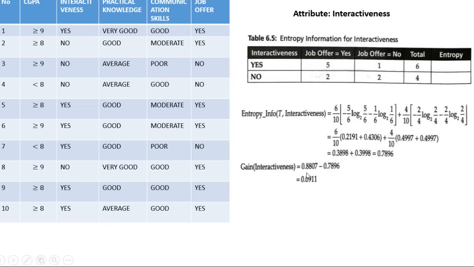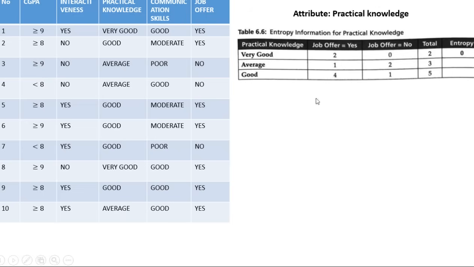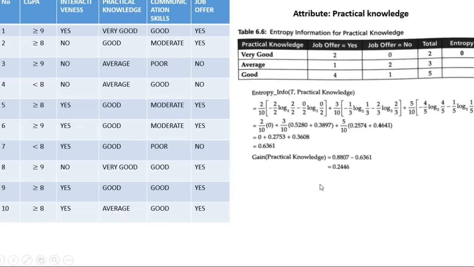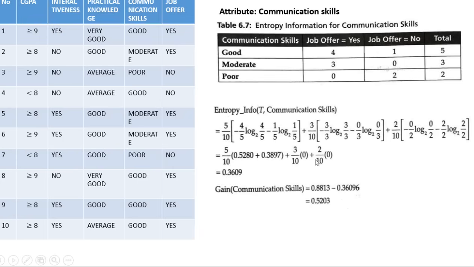So how do you calculate the gain? This is the total entropy which I calculated in the first step. 0.8807 is the total entropy for the entire training data set, minus the entropy for this particular attribute, interactiveness. So you get the gain as 0.0911. Similarly, repeat for the next attribute: write the table in the similar way, find the entropy information and gain. Similarly, repeat for communication skills; find the entropy information and the gain.